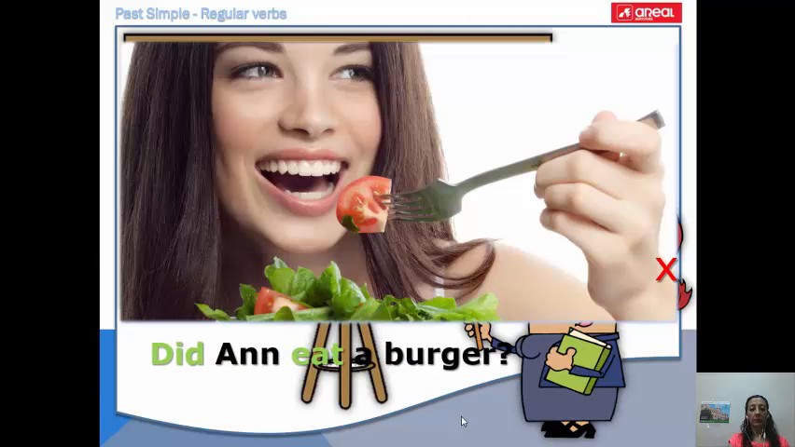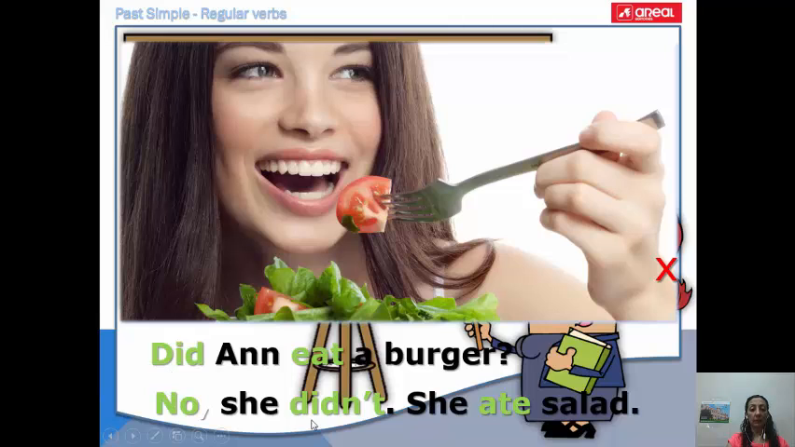Another example: did Anne eat a burger? What do you see? Yes, very good. No, she didn't, the short negative form. She ate salad. This is the past simple of eat. Eat changed to ate. So she ate salad, not a burger.